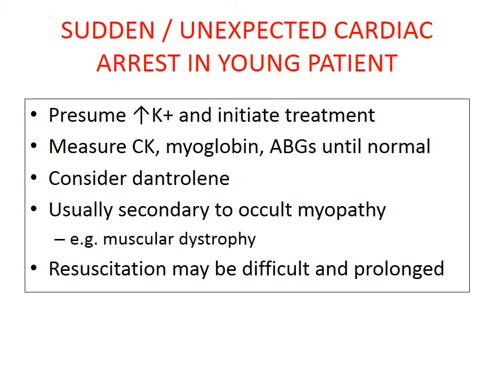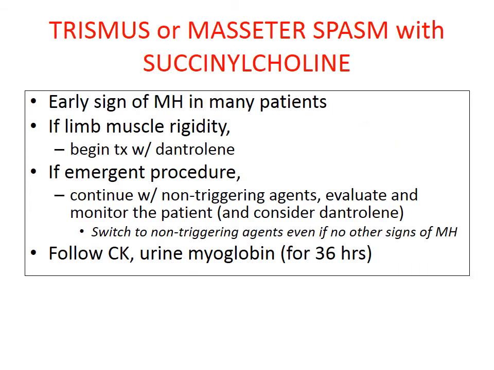And it's important to note that resuscitation may be difficult and or prolonged. Okay, so that's the first more common presentation of MH. The second is trismus or masseter spasm that occurs after succinylcholine. Trismus or masseter spasm is an early sign of MH in many patients, and if limb muscle rigidity occurs, obviously consider giving or beginning treatment with dantrolene.